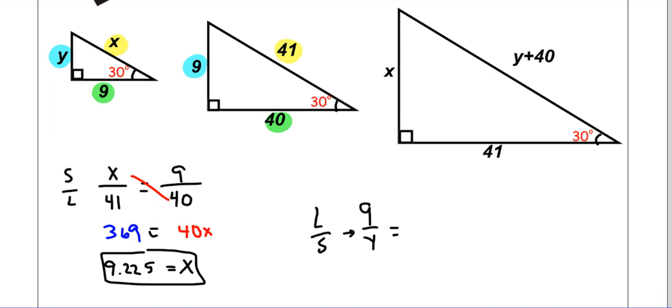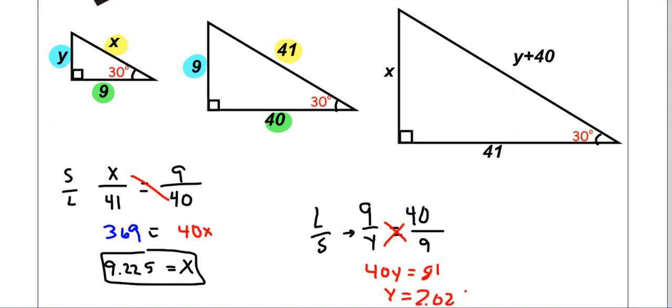So let's cross multiply. So we have 40y this time is equal to 9 times 9, which is 81. So if I take 81 divided by 40, I get 2.025, okay? Which, if you look at the triangle, is quite small, so I do expect that the values are going to also be quite small. And so, yeah, 2 for the y value.